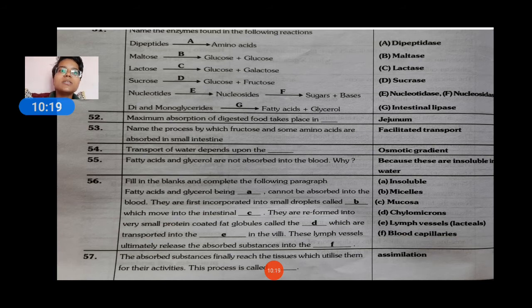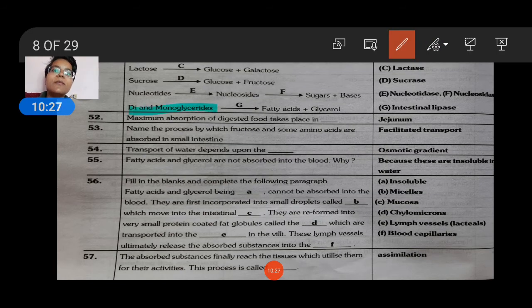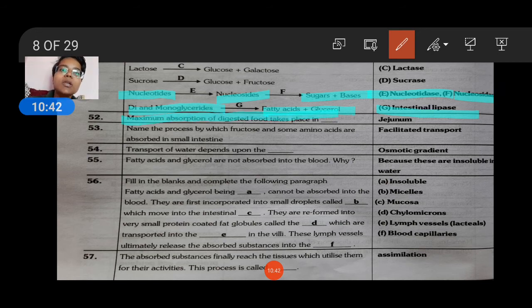Di and monoglycerides are converted into fatty acids plus glycerol by intestinal lipase. Nucleotides into nucleosides by nucleotidase, which are further converted into sugar and bases by nucleosidase. Maximum absorption of digested food takes place in the jejunum.